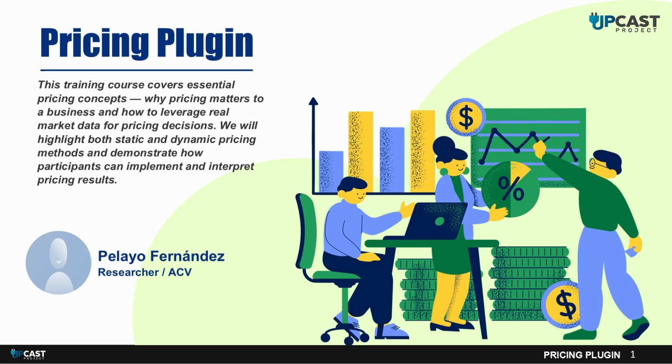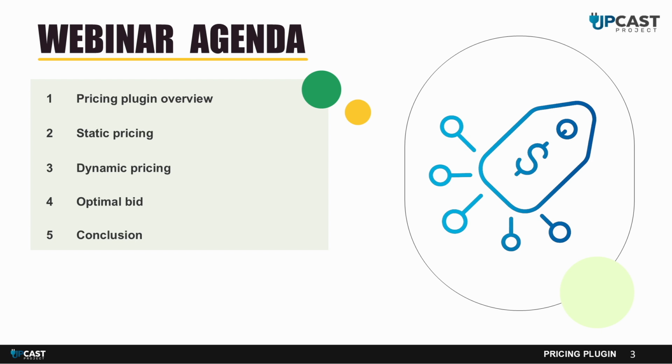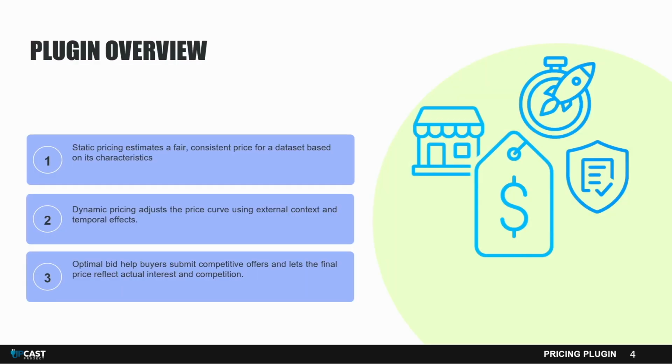Welcome to the Upcast demo series on pricing and market mechanisms for data assets. In this short sequence, we'll walk through static pricing, dynamic pricing, and a bidding system for auction-style marketplaces, each with a live API demo. The plugin offers three main features tailored to make smarter, data-driven pricing decisions.